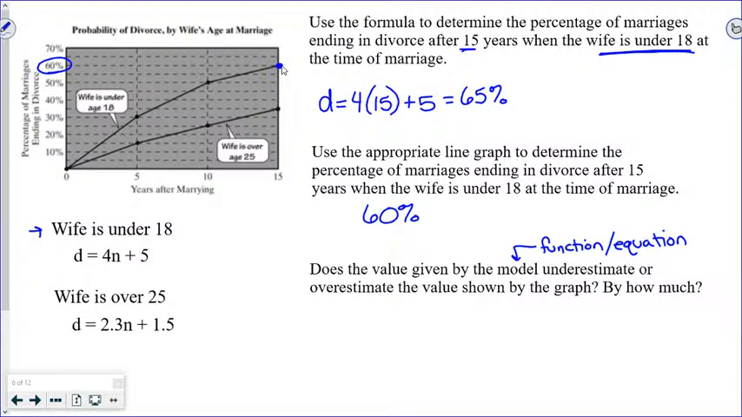So did the equation underestimate or overestimate the value shown by the graph? Well, this is what we got from our model. This is what the graph said. So that would be an overestimate, right? Overestimate by 5%. They predicted 65%. The data said it was actually 60%. Questions?